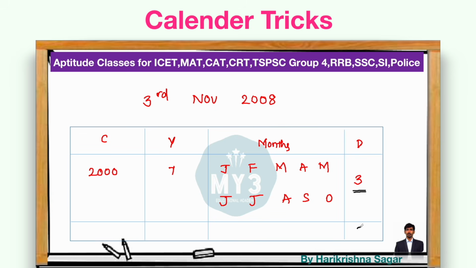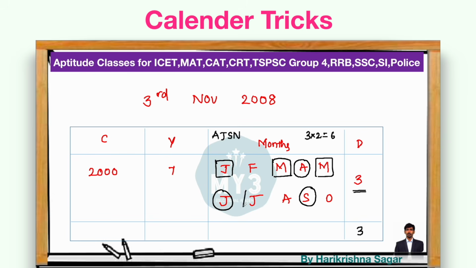So this is 3. 3 means how many odd days? 3 days, I am directly writing. Then it comes to the months. I have given one trick: AJSN. AJSN months have 2 odd days. First, check A, J, S. These are the months having 2 odd days, so I am taking 3 into 2, which is equal to 6. AJSN have 2 odd days. All the remaining months have 3 odd days, except February. The remaining months are these 6, having 3 odd days each, which is equal to 18.